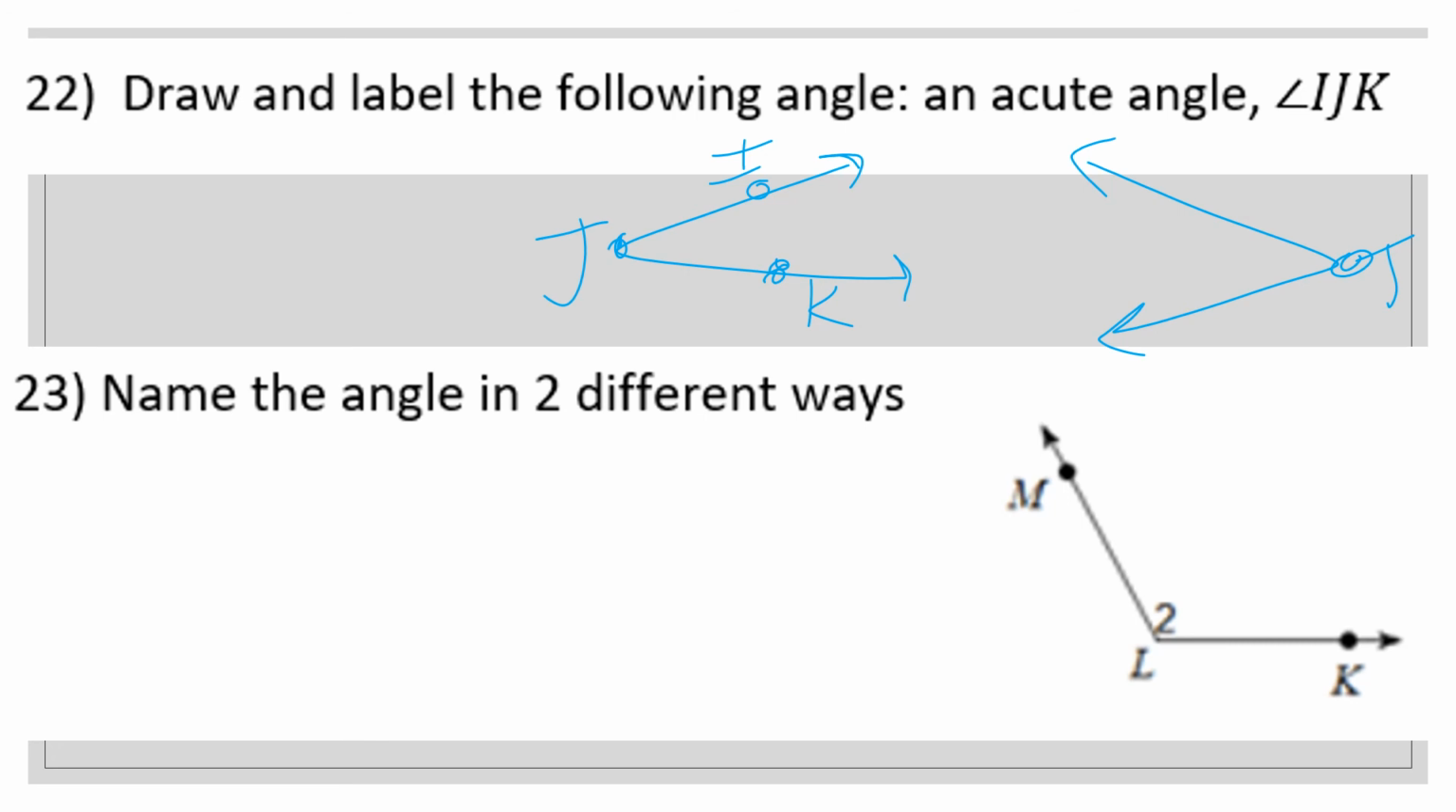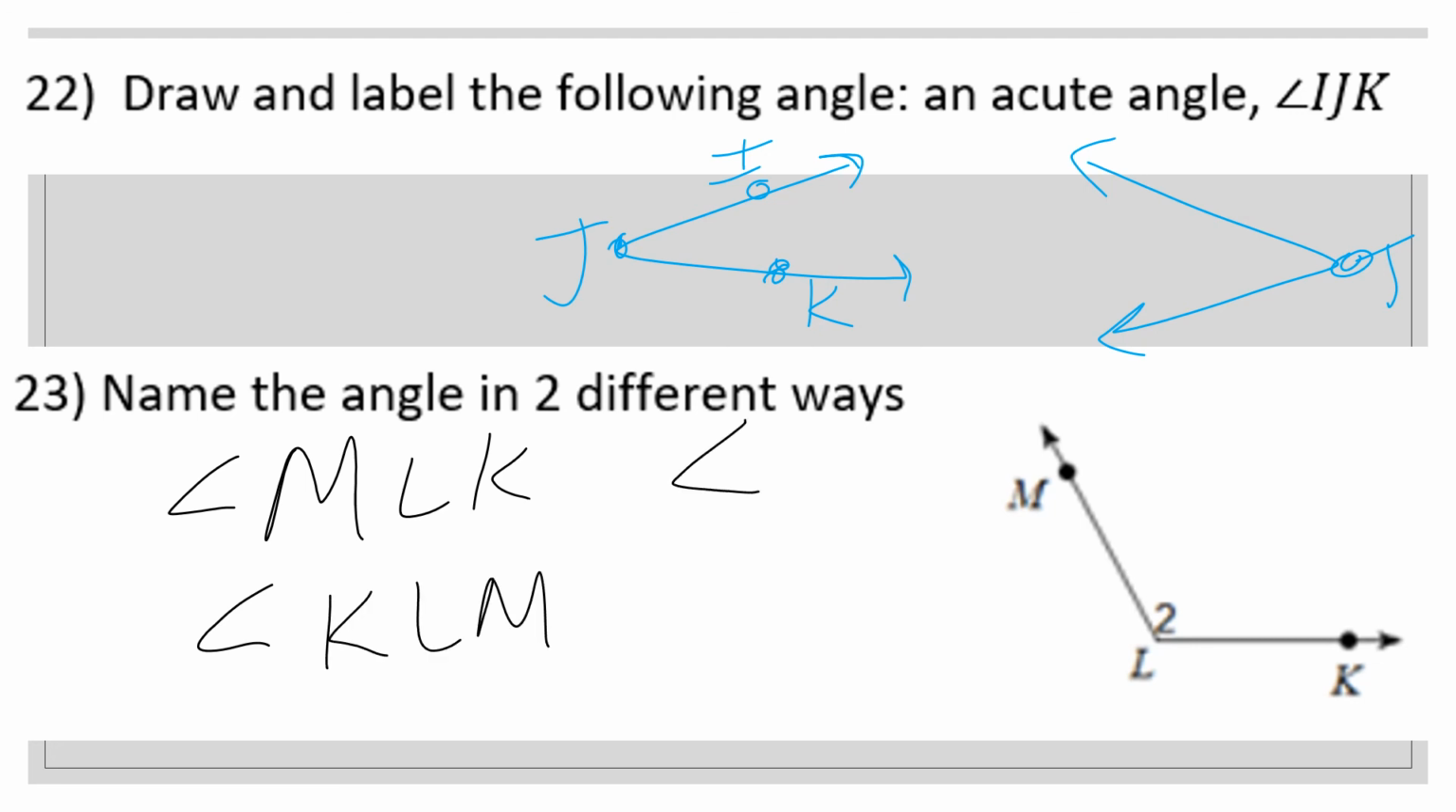Name the angle in 2 different ways. So you guys can name it in 2 different ways. I'm going to list all 4 ways that you could name it. You could say angle MLK. You could have angle KLM. You could have angle 2, or you could have angle L.